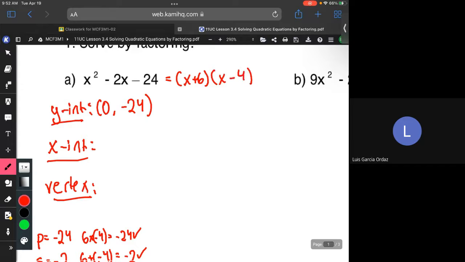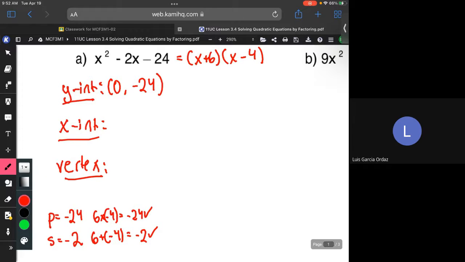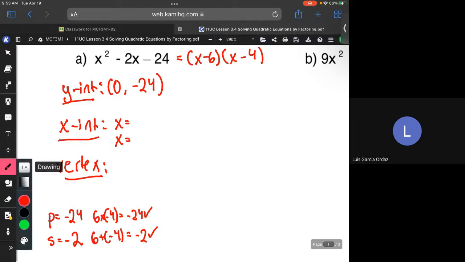So what are my x-intercepts? Someone else, let's see. Remember, they're always opposite of what they seem from the bracket, Jade. Yep. So I got x is equal to negative 6 and x is equal to 4. I think it's negative 6 times 4 because 6 plus negative. All right, negative 6 times 4. Thank you. Should be x minus 6, x plus 4.